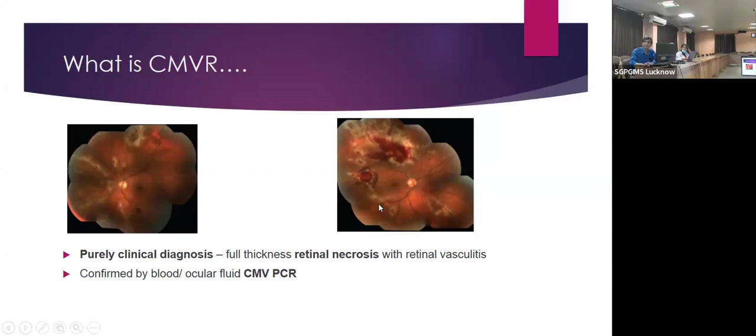This appearance is what is called the tomato ketchup appearance. You can see it is as if tomato ketchup has been splashed on something. This is a purely clinical diagnosis, but the only way to confirm it is CMV PCR, either on blood or ocular fluid. If we can get the genome of the CMV virus in any fluid of the body, it confirms that CMV is replicating and that secondary disease has happened.